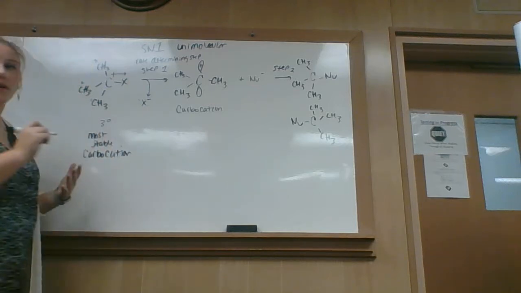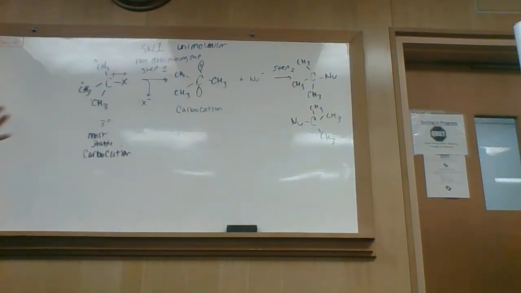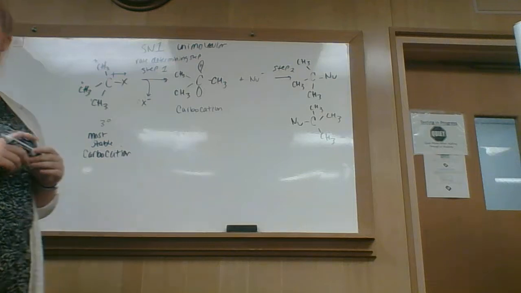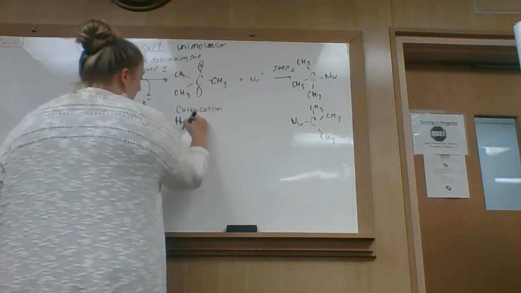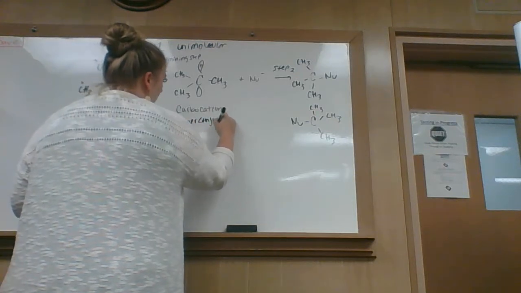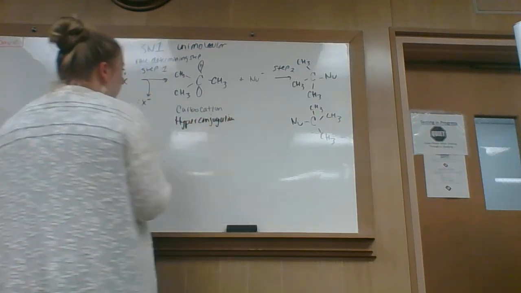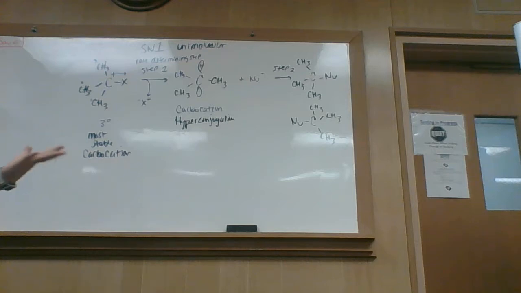Bonus points to whoever can remember the force that stabilizes the carbocation. Hyperconjugation, very good. The more methyl groups you have around that center carbon, the more hyperconjugation you have. So tertiary would be the most stable.